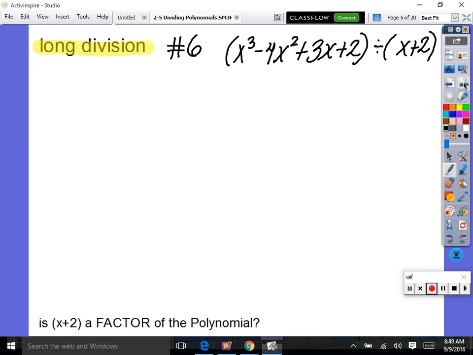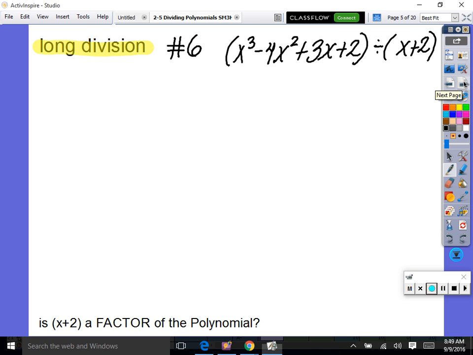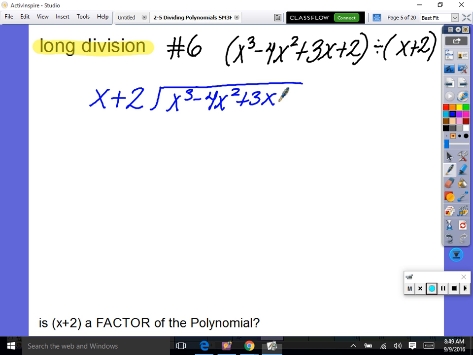Okay. Number 6, here we go. Okay, number 6, so we set up on the outside of our house our divisor. So we're gonna go x plus 2, and then under our house is x cubed minus 4x squared plus 3x plus 2. So we're focusing on the leading coefficients. I do my bullet points, that way I can check your work really well. So I'm focusing on my leading coefficients, so x cubed divided by x squared. Now that's what comes up on top, let's line it up. We got an x squared.